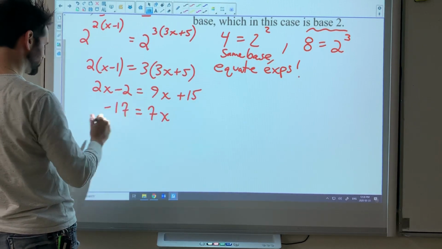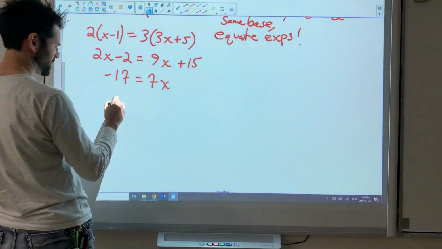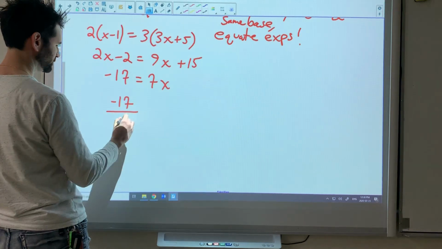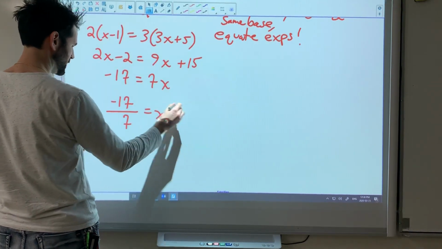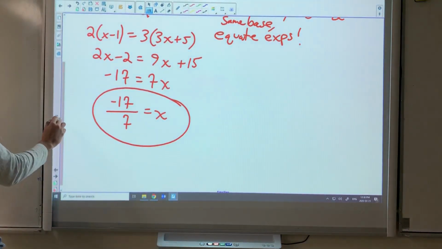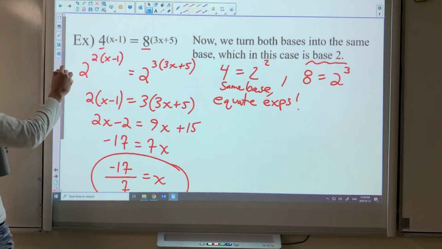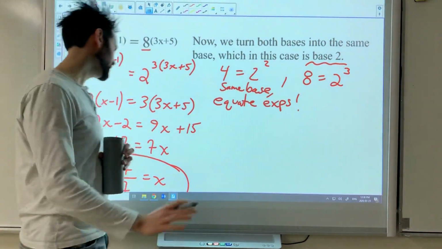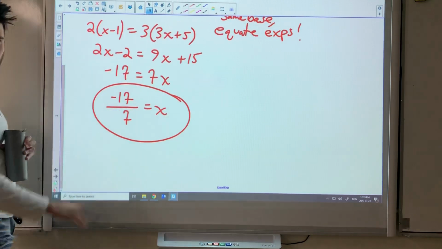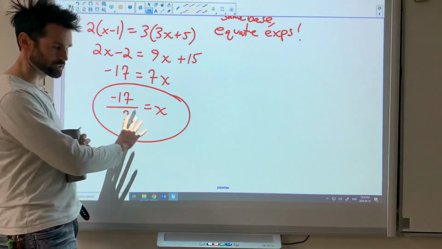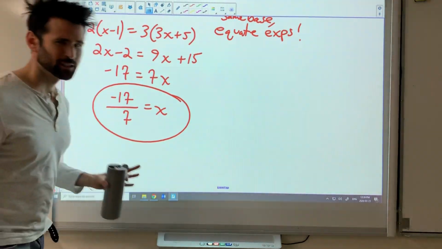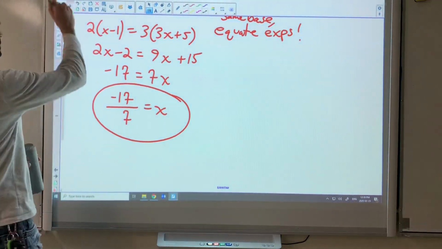I get negative 17. And yeah, that's an ugly one. Divide both sides by 7. And oh boy, that is the magic x value. So negative 17 over 7. That would make these two things the same. Okay? You do not need, on the exam, to do anything further with your answer. You can leave it in fraction form, and you're done. Let's not check this one. It's going to be ugly, just believe me.